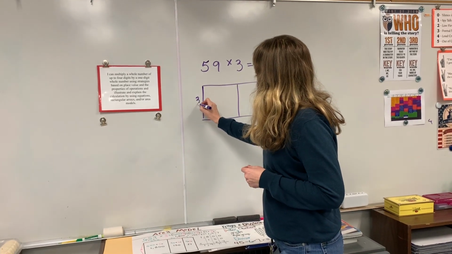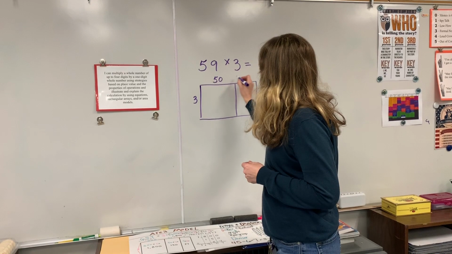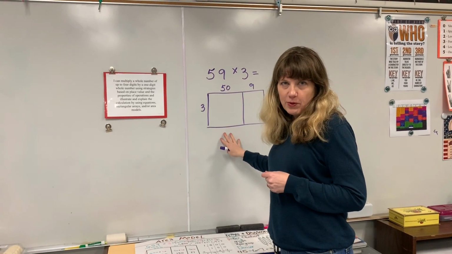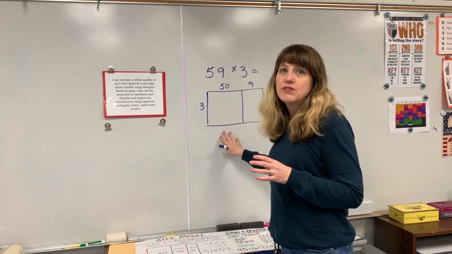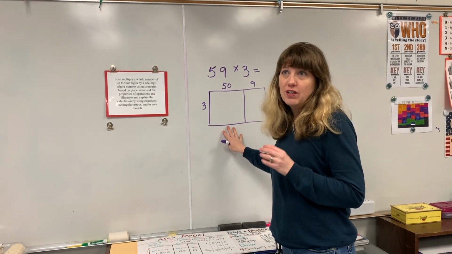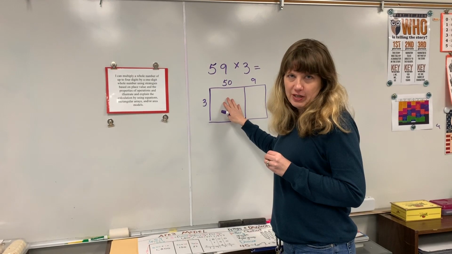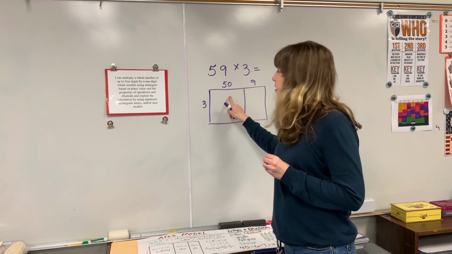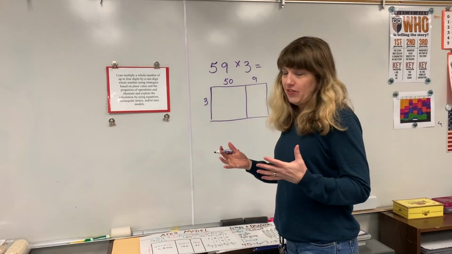I'm going to put a 3 here, and I'm going to break this number up into its expanded form, 50 and 9. Your children have been working with arrays for multiplication in a lot smaller scale since the beginning of the year. So this should not look unfamiliar to them. We are trying to find the total number of units in each square or rectangle, and then we're going to add them together to see what they are all together.